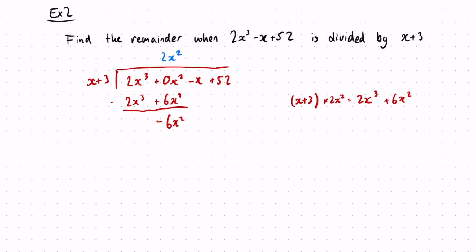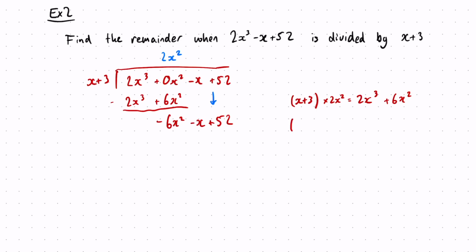Then you're left with minus 6x squared minus x plus 52. So remember to bring those down. It just helps to see what you're now dividing by the term. It doesn't actually make a difference to the overall answer, but it's good practice to bring what's left over down onto that line so that you can see what you're actually dealing with.